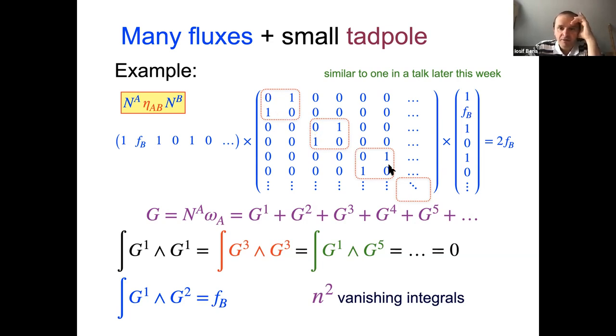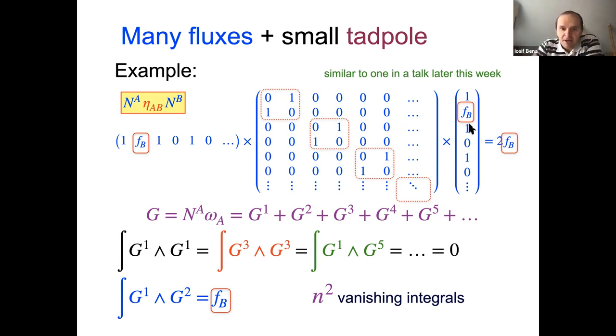Now, the tadpole contribution of this mega big flux vector, I have a huge number of fluxes. I'm looking at a Calabi-Yau with, say, 300,000 A fluxes. So I'm putting fluxes to be 1, 1, 1, 1, 1 on the A cycles. And what you can show is that all these fluxes on the A cycles don't talk to each other at the level of the intersection matrix. The only flux which enters in the tadpole is going to be F_B, the flux on the B cycle, times this A. So only this corner and only this guy and this guy are going to talk to each other. And basically, the result of the tadpole is going to be 2 times F_B, where F_B is the flux on the B cycle.